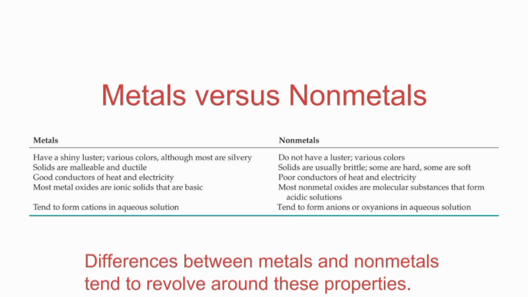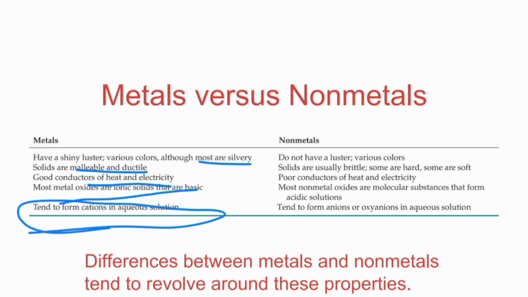Metals versus non-metals. Metals have a shiny luster, various colors, almost all silvery, and are malleable and ductile, good conductors of heat and electricity. Most metal oxides are ionic and basic. Metals tend to form cations in aqueous solution and give bases when they react with water.